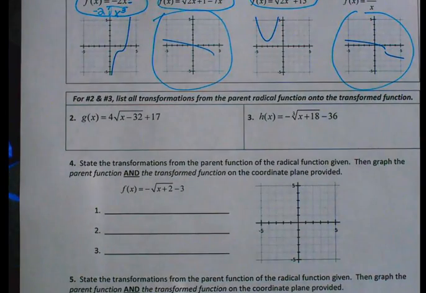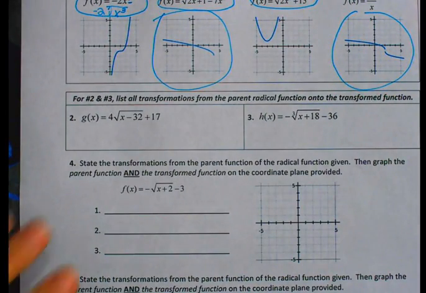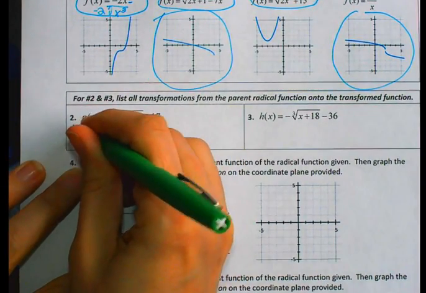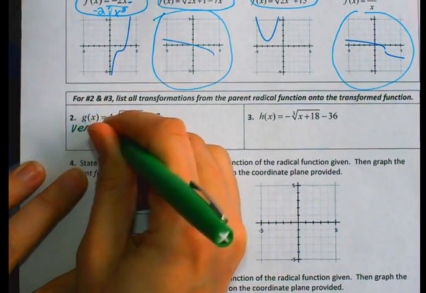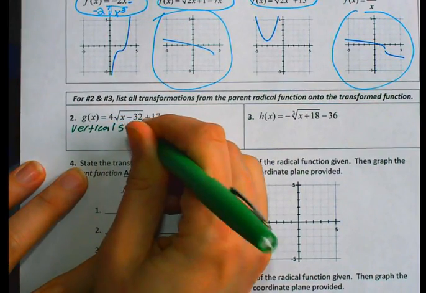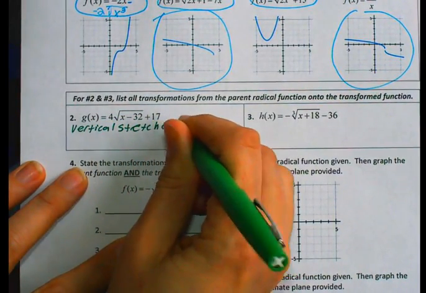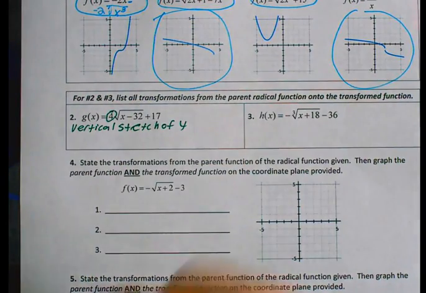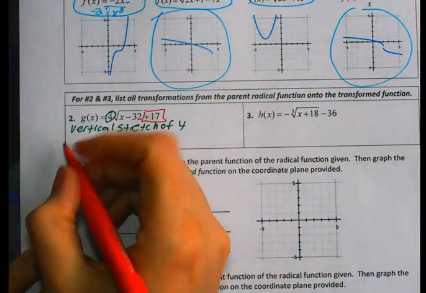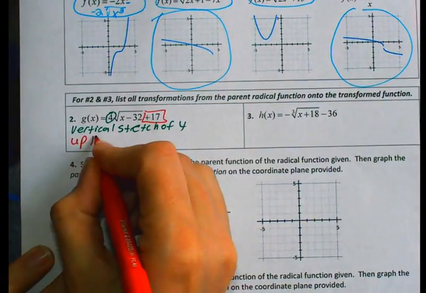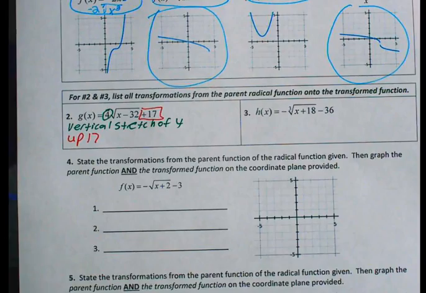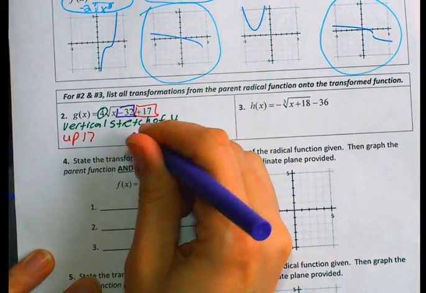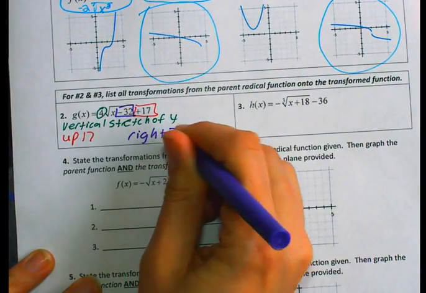All right, the 4 out in front is going to be a vertical stretch. So a vertical stretch of 4. That's this one right here. All right, the 17 over here means up 17. And then the minus 32, insider's lie, says that that means to the right 32.